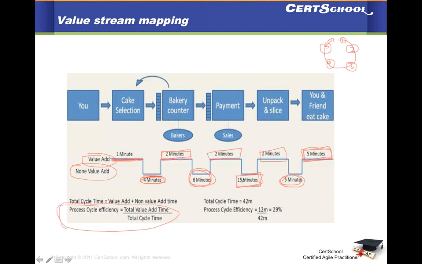So the total cycle time in this example is everything summated here: 1 minute, 4 minutes, 2 minutes, and so on. So it comes to 42 minutes. Okay, whereas the value add summation is 1 plus 2 plus 2 plus 2 plus 5. Okay, just 12 minutes. So your efficiency of the whole process is 29%. Now your goal is to push this efficiency to a high number. That is your goal. That is a goal of lean, and that is a goal of value stream analysis that we are also going to look at shortly.